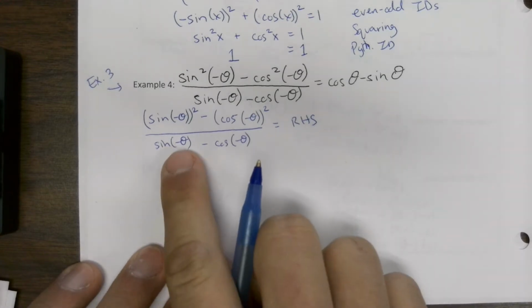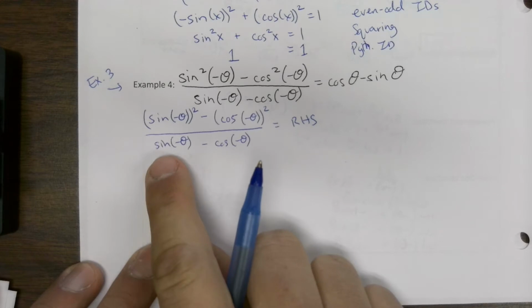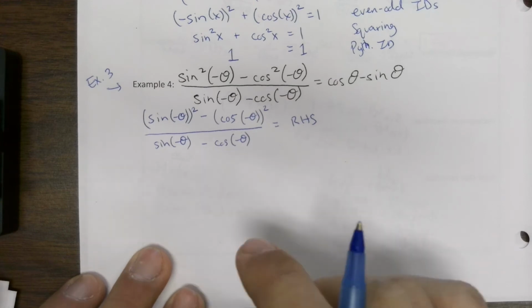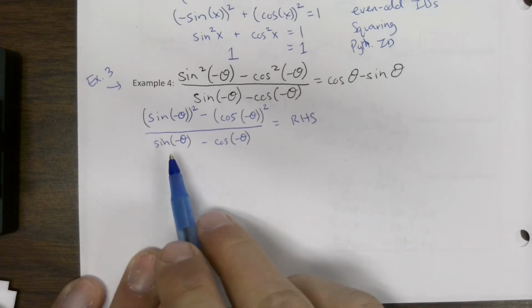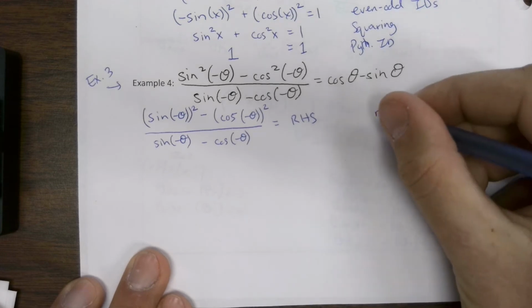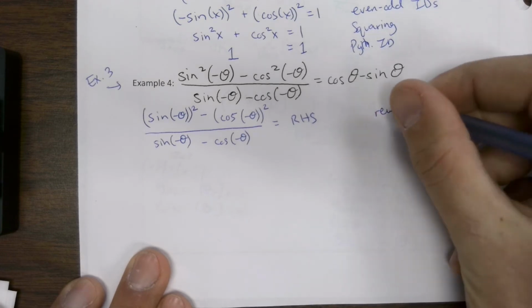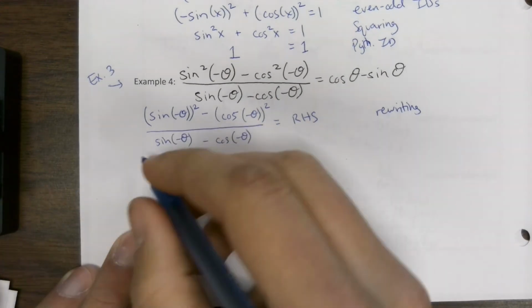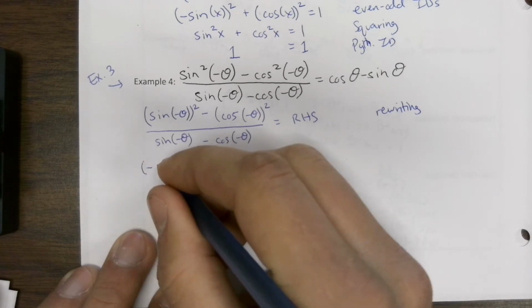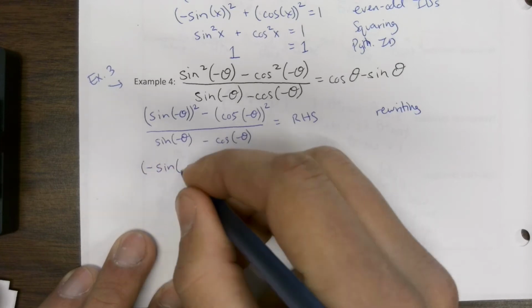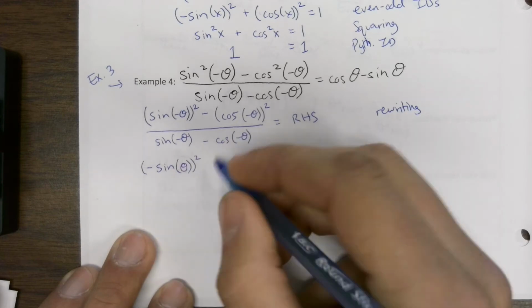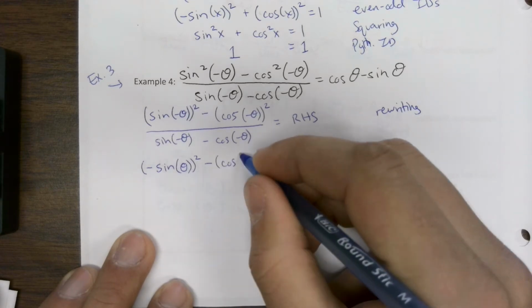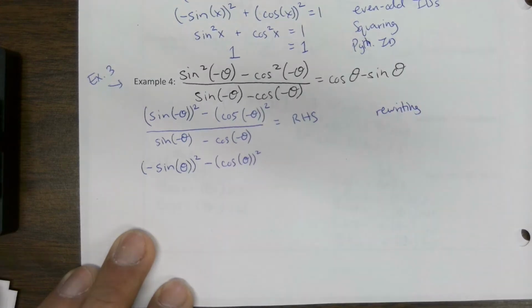So notice how I kept these as sine of negative theta as opposed to negative sine of theta. So I'm going to do the even odd function stuff all at the same time, which will actually be this step right now. So this was just rewriting the expression or the equation. That's what we did there. Now I'm going to rewrite these using my even odd identities. So sine of negative theta becomes negative sine of theta, and this is squared. And then this will be minus cosine of theta, and that's squared.